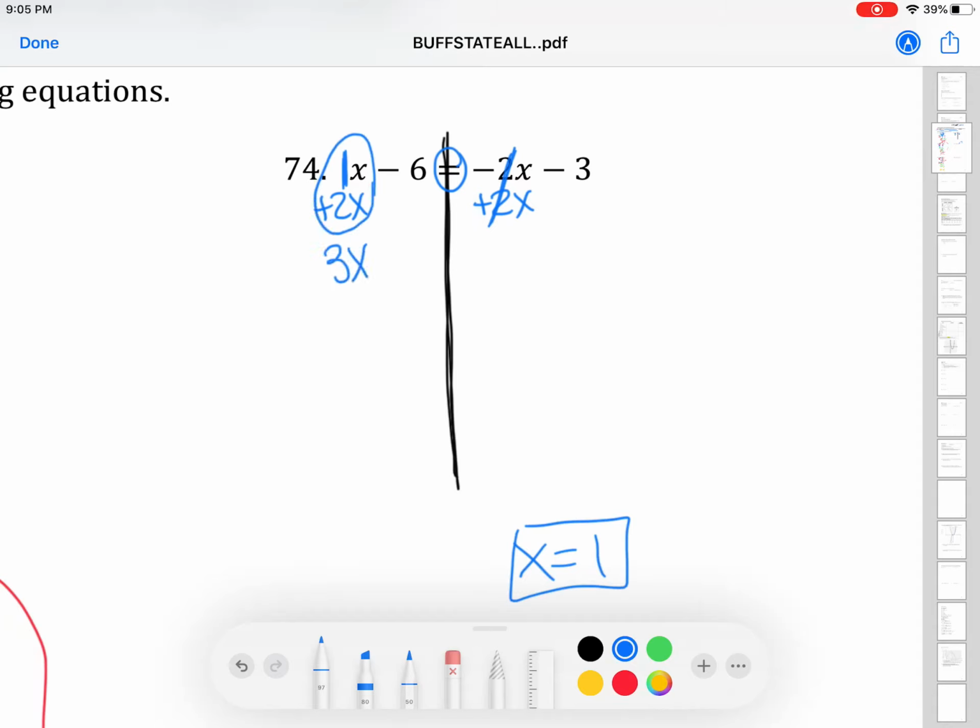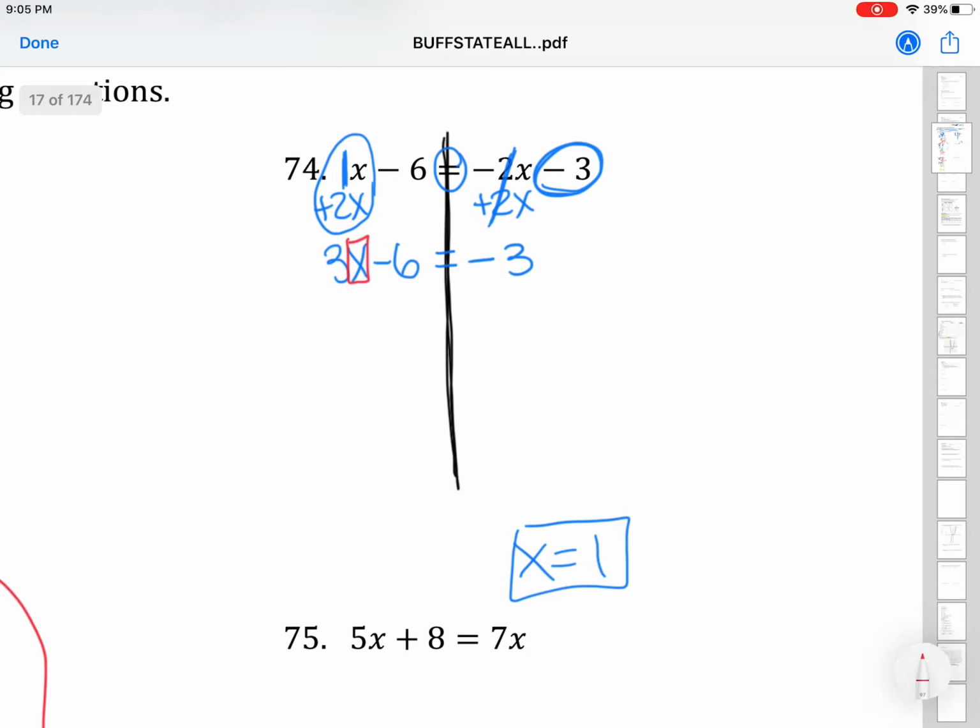So these are going to cancel. Negative 2x plus 2x are opposites of each other, so they completely cancel out. On the left side, 1x plus 2x is going to get me 3x. I bring down the minus 6, I bring down the equals, and make sure you bring down this whole term as a negative 3. And then you're in that basic form.